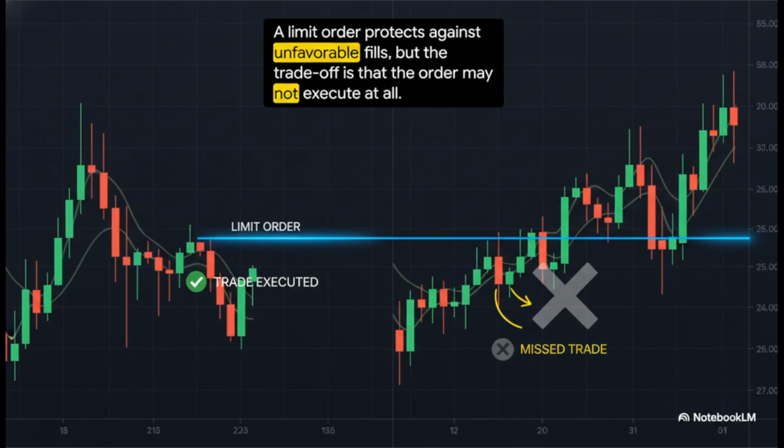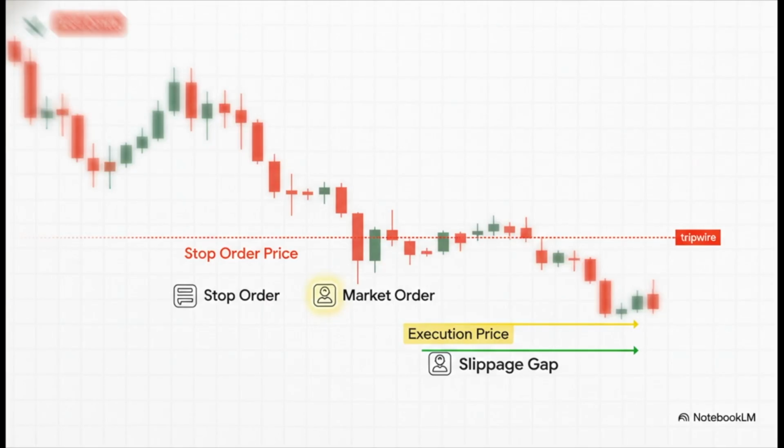Now you also got to be careful with stop orders. Here's why. Once your stop price is hit, that stop order turns into a market order. And in a really fast market, that can expose you to some pretty significant slippage between your stop level and where you actually get filled. So the lesson here is to place your stops thoughtfully, always keeping the current market volatility and liquidity in mind.